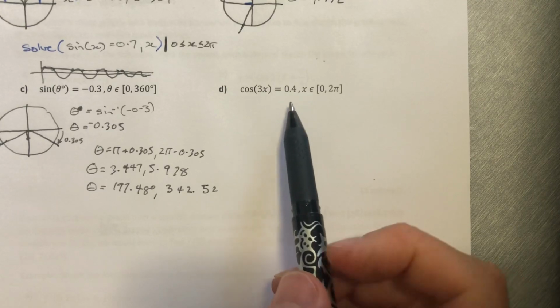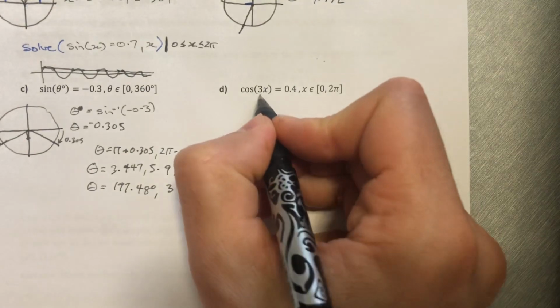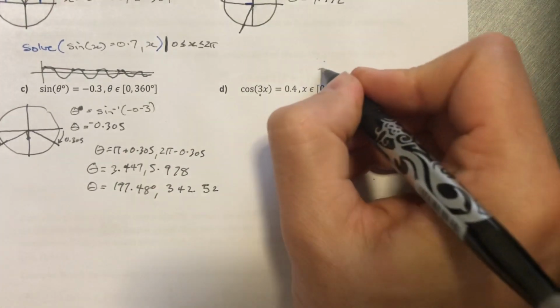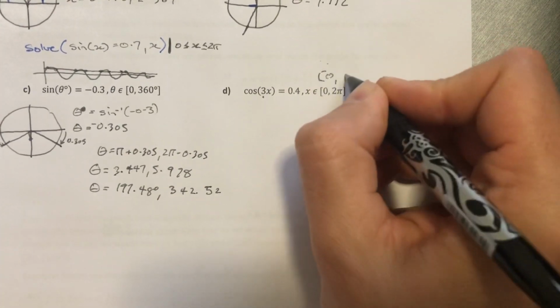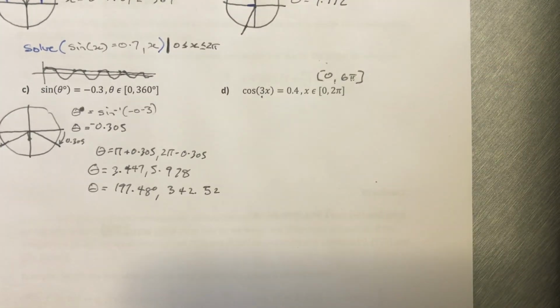Okay, last one, finally. Now the difference with this one, similar to the other page, is we have that 3 there. It's going to change our domain. So instead of having our domain from 0 to 2 pi, we need to make it from 0 to 6 pi. Okay. So let's forget about the 3 just for the time being.